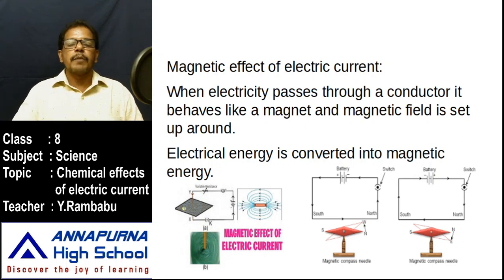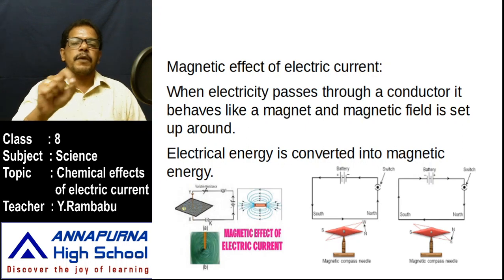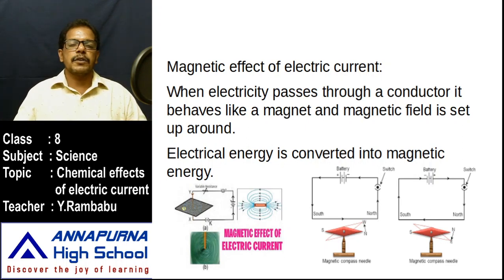How? Just observe this figure. In this figure, what is there? A straight conductor is taken. One end of the conductor is connected to the positive terminal, and the other end is connected to the negative terminal, with the help of a switch. What is the purpose of this switch? To close or open the circuit, this switch is used.